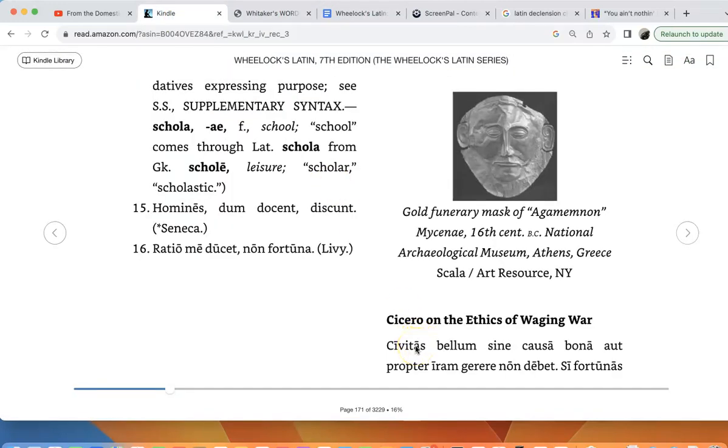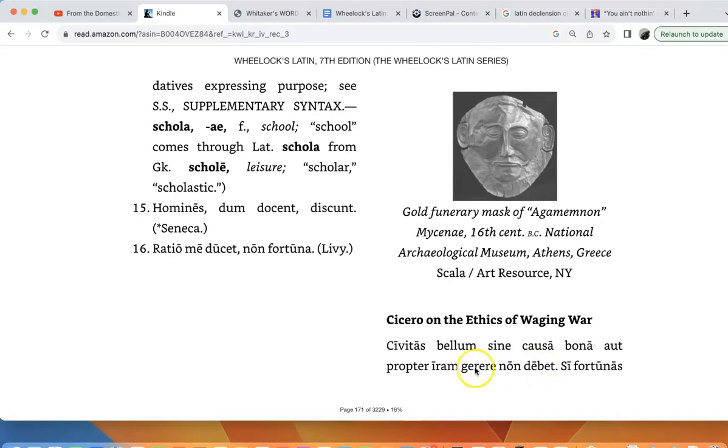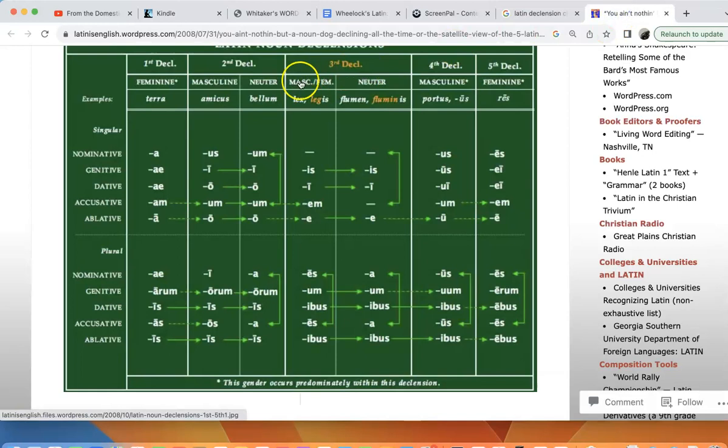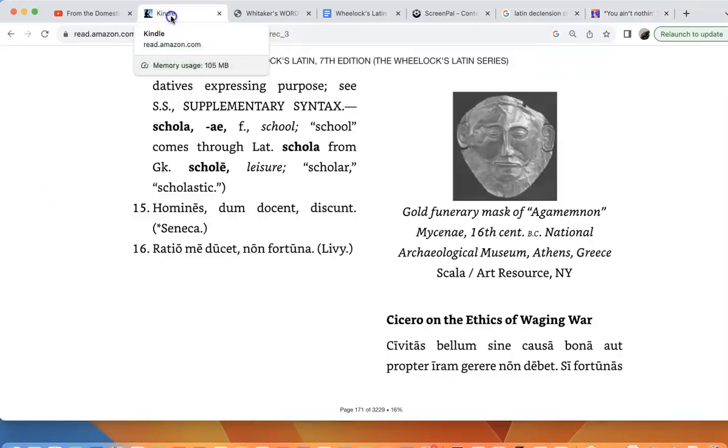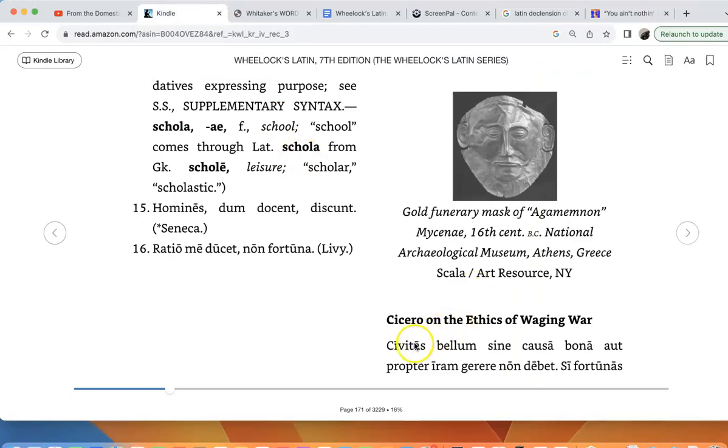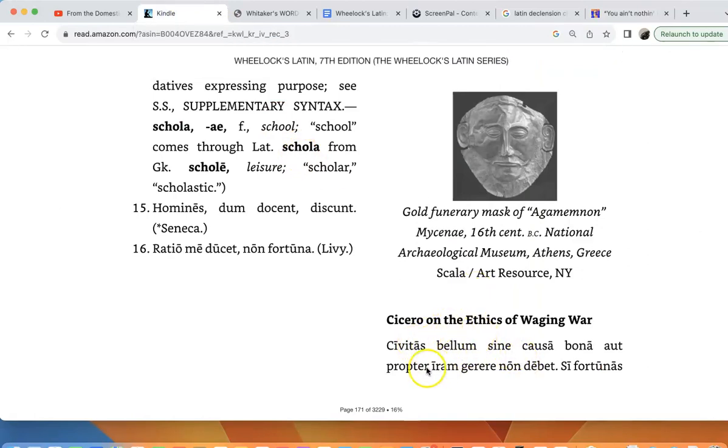So let's talk about the line here. A state, and then non debet means ought not or should not, and then gerere means to wage. Again, if you look at it in Whitaker's, you wage war or carry out war. But then bellum is our direct object. So the context tells us that the state is the subject and the war, or bellum, is the direct object. Again, only the context will tell you that. So a state ought not to wage war without good cause.